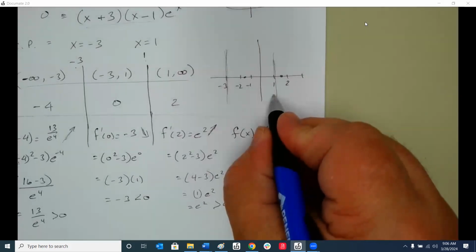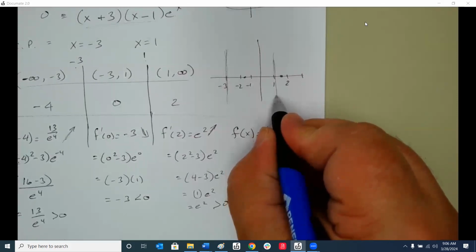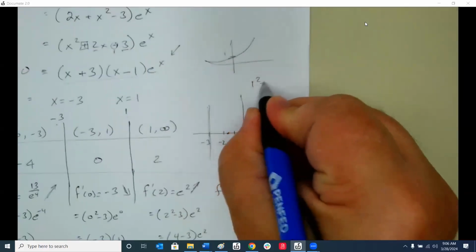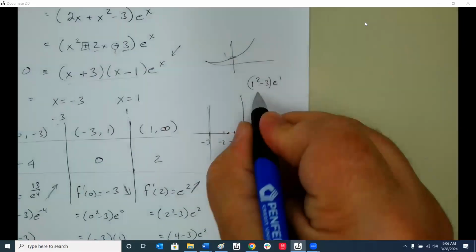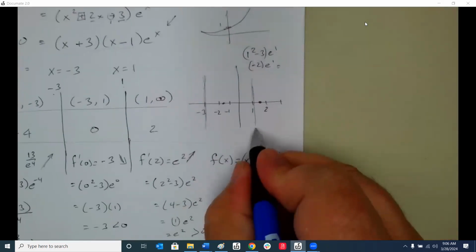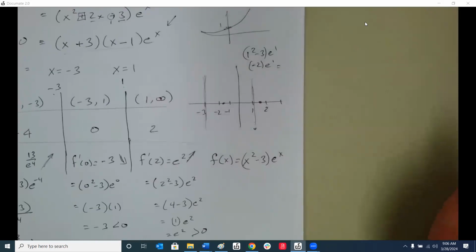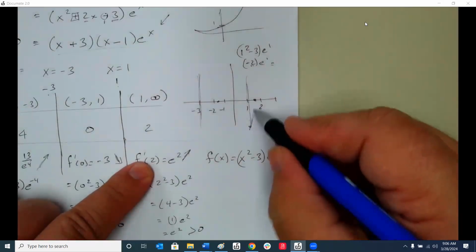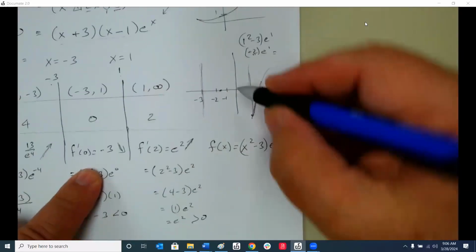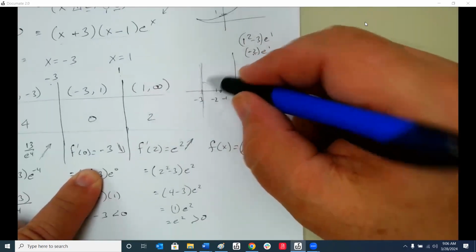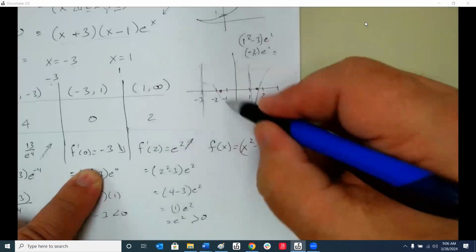At 1, our vertex is going to be 1 squared minus 3 e to the 1. So -2 e to the 1st. So it's going to be down here somewhere. This is going to be negative. That's a y-intercept, so it has to be increasing. And this says we're increasing from this side. This middle part between -3 and 1 is decreasing, and it has to cross through that. So this graph will look something like this.